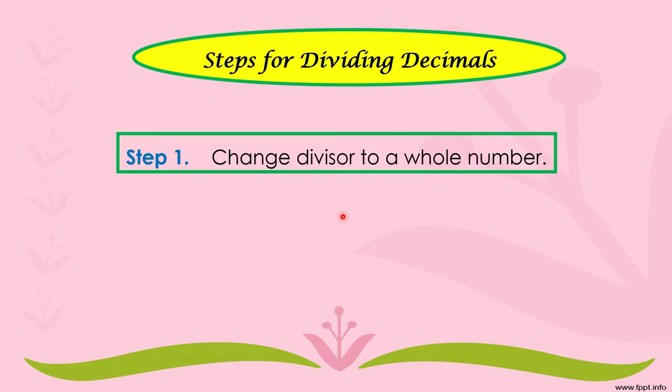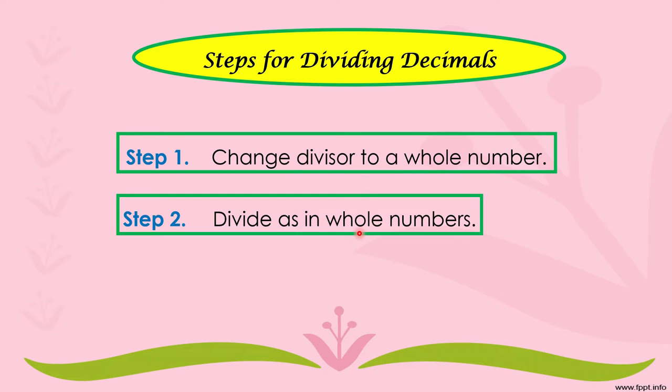So, the steps for dividing decimals. Number 1, change the divisor to a whole number. Step 2, divide as in whole numbers.